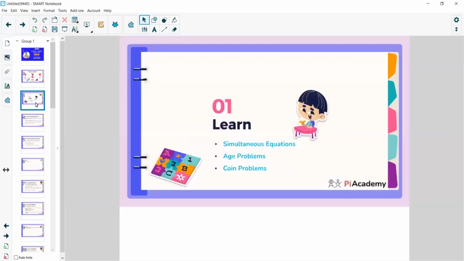All right. So let's see. These are the topics aligned for our masterclass for today. First one is understanding simultaneous equations. Then we have age problems. And along with age problems, we also have coin problems. So overall, 3 simple topics.